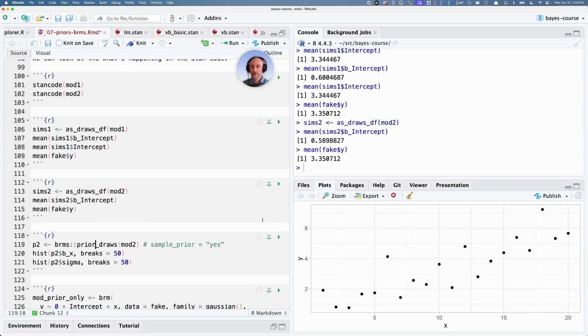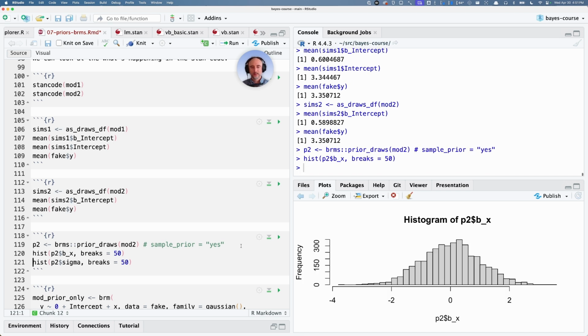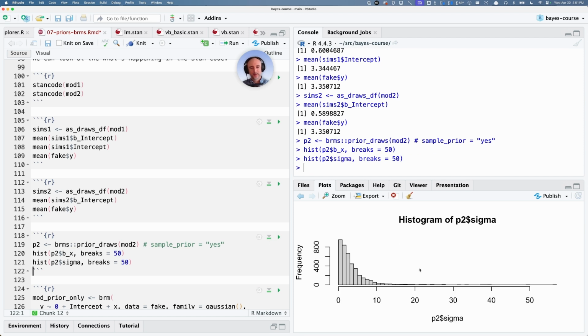So now we can take prior draws from our model because we said sample_prior equals yes. And that's just one way that we could visualize the prior. So that's the standard normal prior on the predictor x, the coefficient associated with the predictor x, and that's the half Student t prior on sigma.